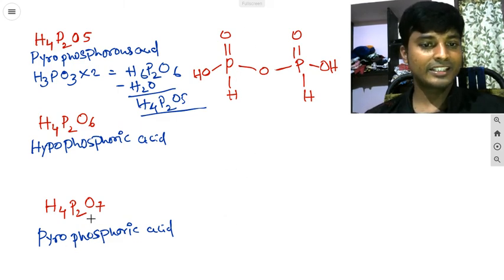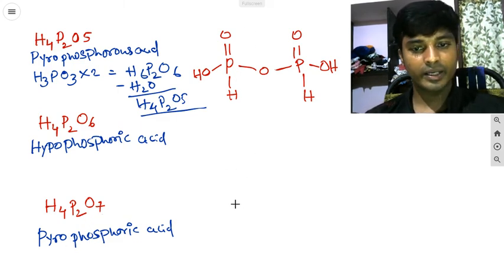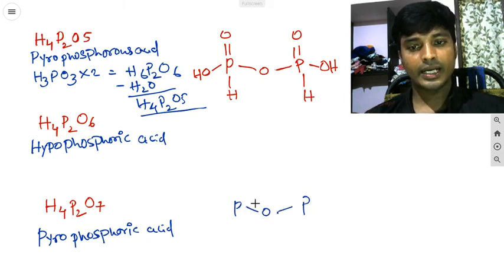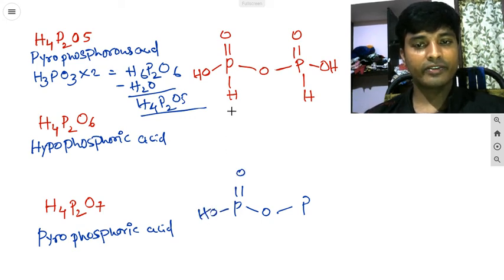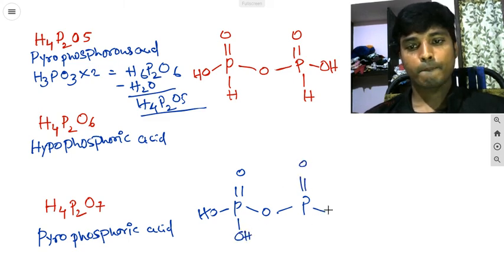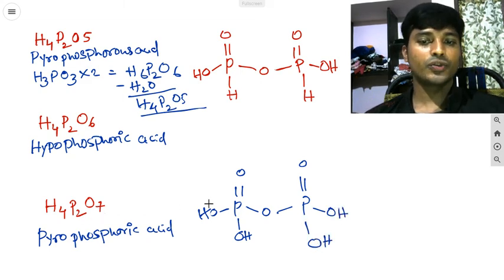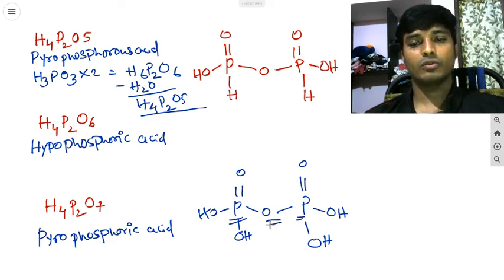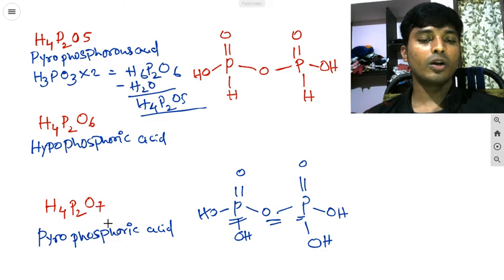So the same way, odd number of oxygens are coming, right? So what you can do: phosphorus, oxygen, phosphorus you connect, then one double bond O, OH, instead of H in the phosphorus acid here an extra OH will come, and double bond O, OH and OH. Now it is H4P2O7. 3 oxygens are here, 3 oxygens are here, 1 oxygen. This is how pyrophosphoric acid can be drawn.